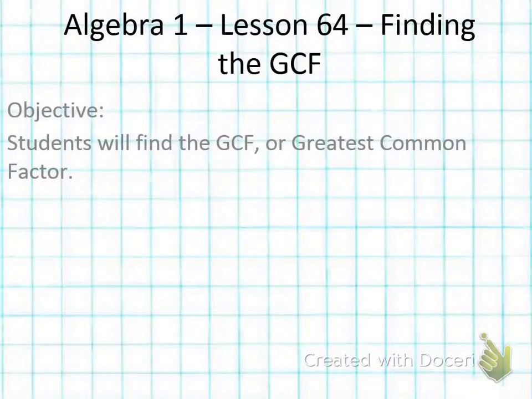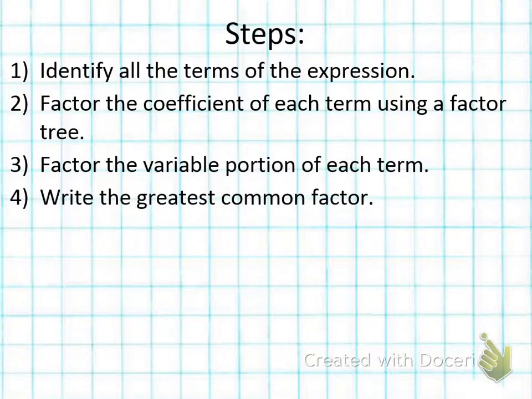Alright, for today's lesson, we're going to be finding the GCF, which you might remember from previous grades. The GCF is just the greatest common factor. So we're going to do that first by identifying all the terms of the expression that we're given. Then we're going to factor the coefficient of each term using a factor tree. And we'll look at the variable portion and then write the greatest common factor.